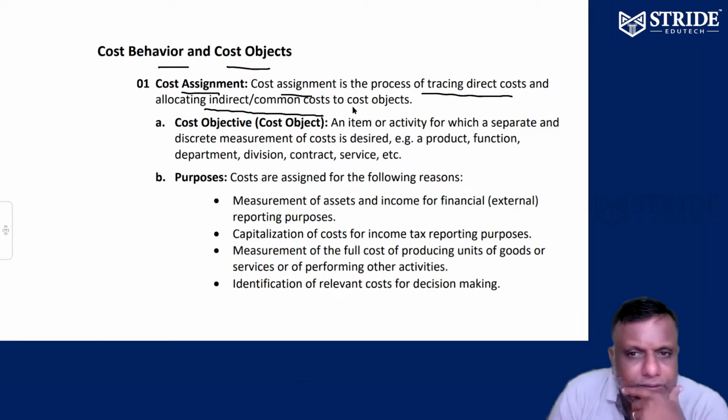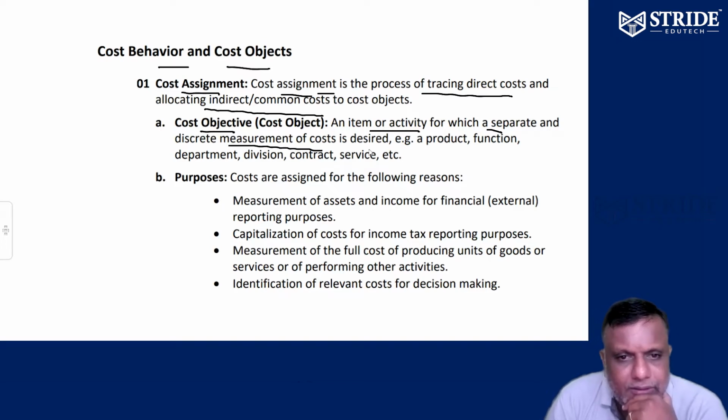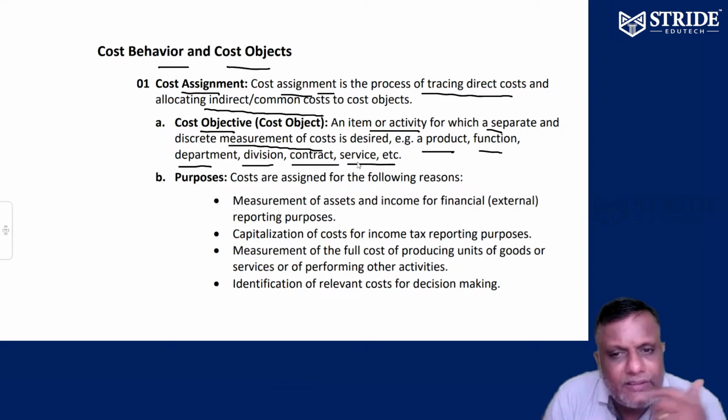So non-traceable costs are indirect, and traceable costs are called direct cost. So cost assignment is the process of tracing a direct cost. What is a cost object? It is an item or activity which is a separate and discrete measurement of cost. So cost can be product wise, function wise, department wise, division wise, contract wise, service wise. Operating costing is called service costing, or operation costing or process costing.